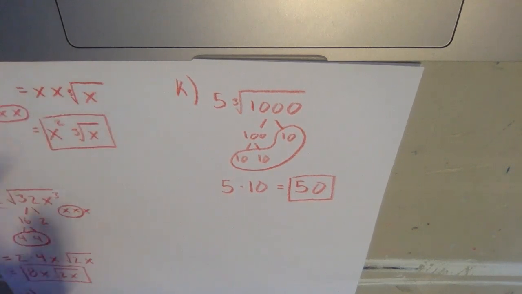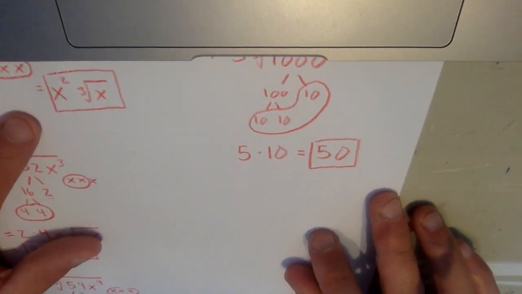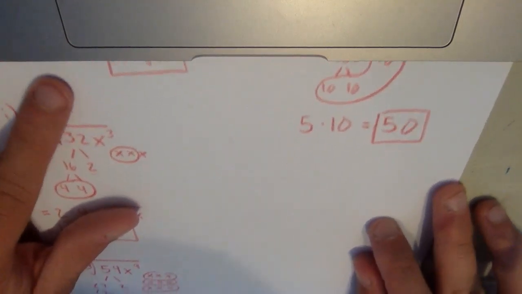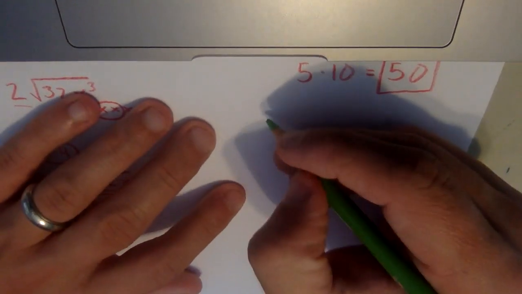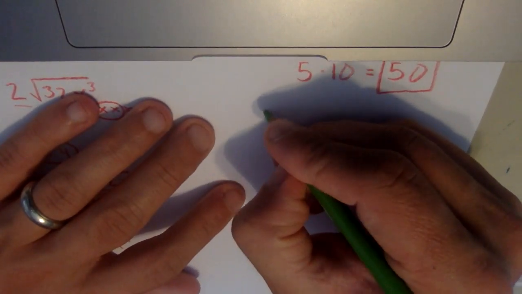All right. Now we're going to look at adding and subtracting radicals. Just a few more problems here. We'll call this example 2.